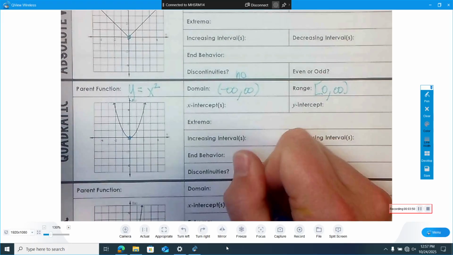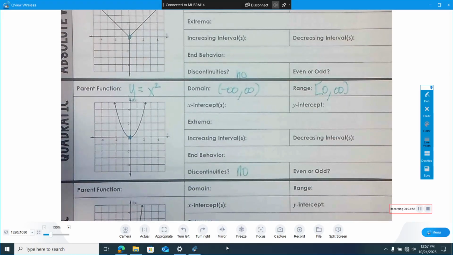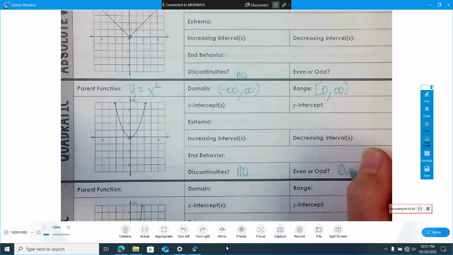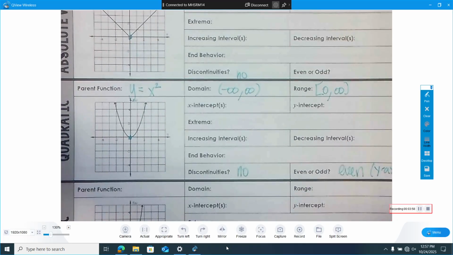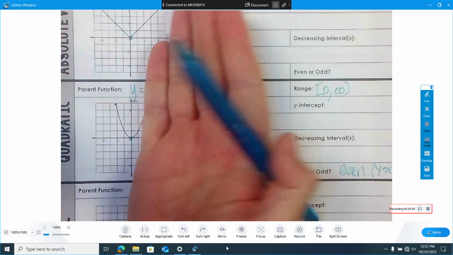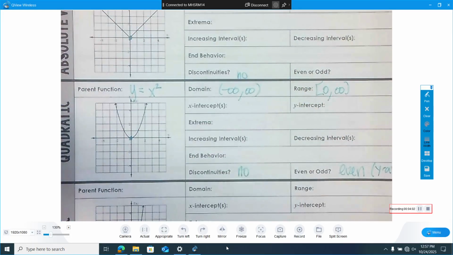So very good. Any discontinuities? No. Even or odd? Even. It's symmetric with respect to the y-axis. It's like folding it on the y-axis. Even and odd. Very good. So these are just little things they're all just putting together, okay?